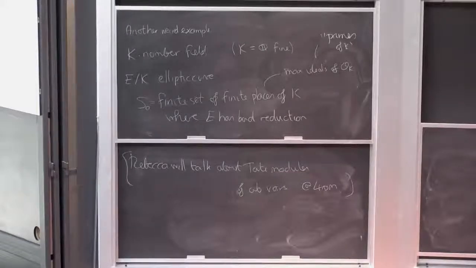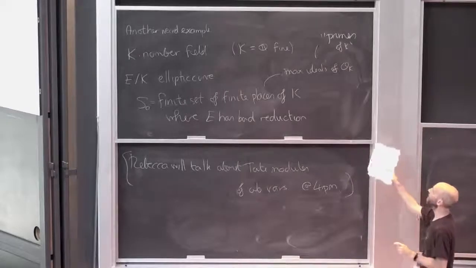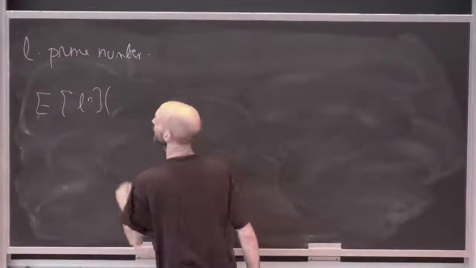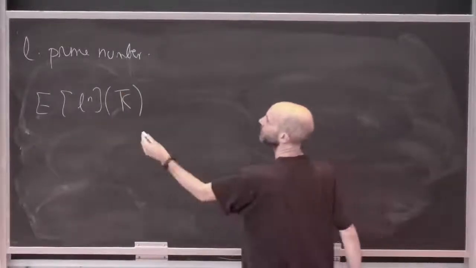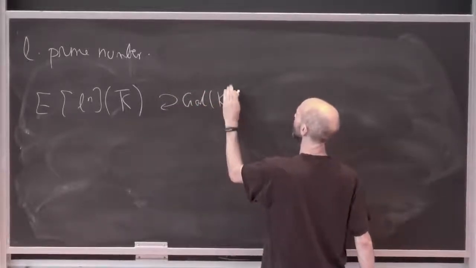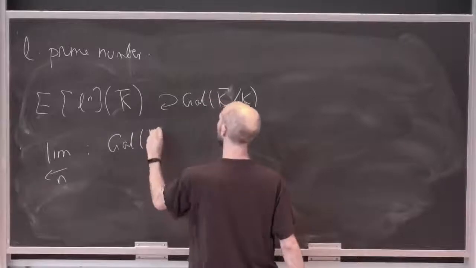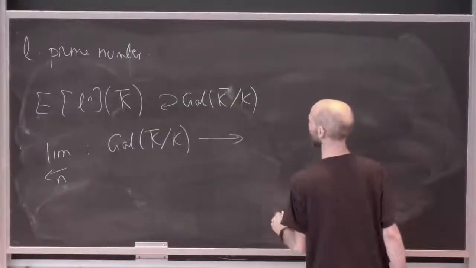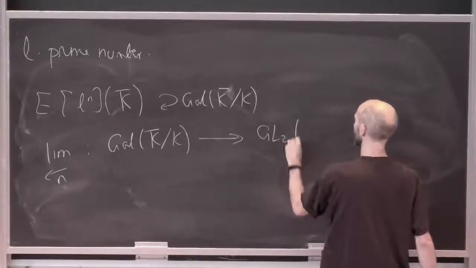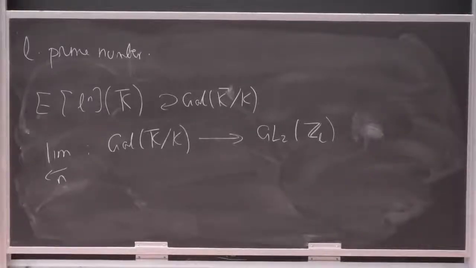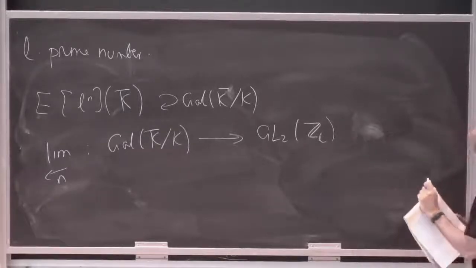So there we go. Let E be an elliptic curve. Then E has good reduction away from some finite set of places, and we could look at its Tate module. If l is some prime number, then the l^n torsion points will have an action of Gal(K-bar/K). Taking the limit over all n, I get Gal(K-bar/K) to a group which is non-canonically isomorphic to GL_2 of Z_l, defined up to conjugation, right? At some point, I had to choose a basis of a free rank 2 Z_l module. So this is well-defined.